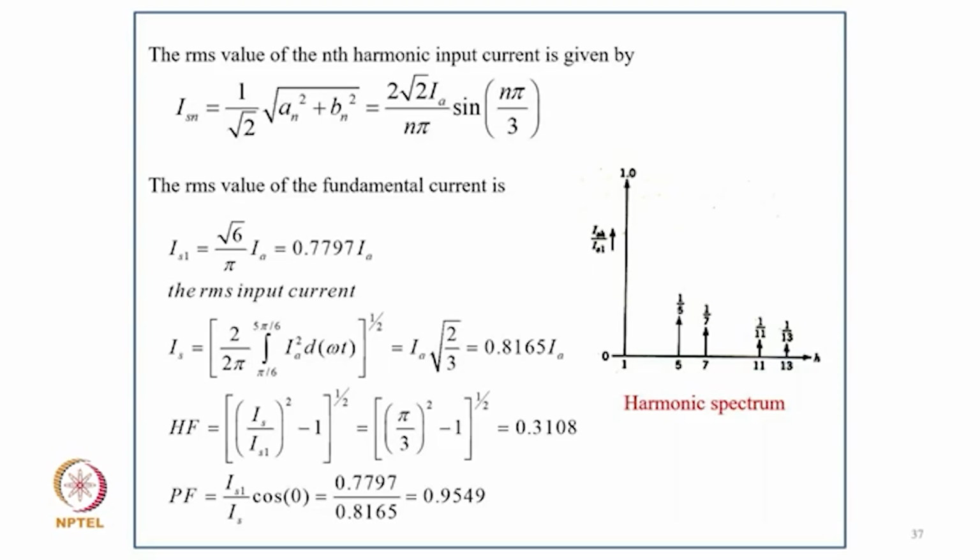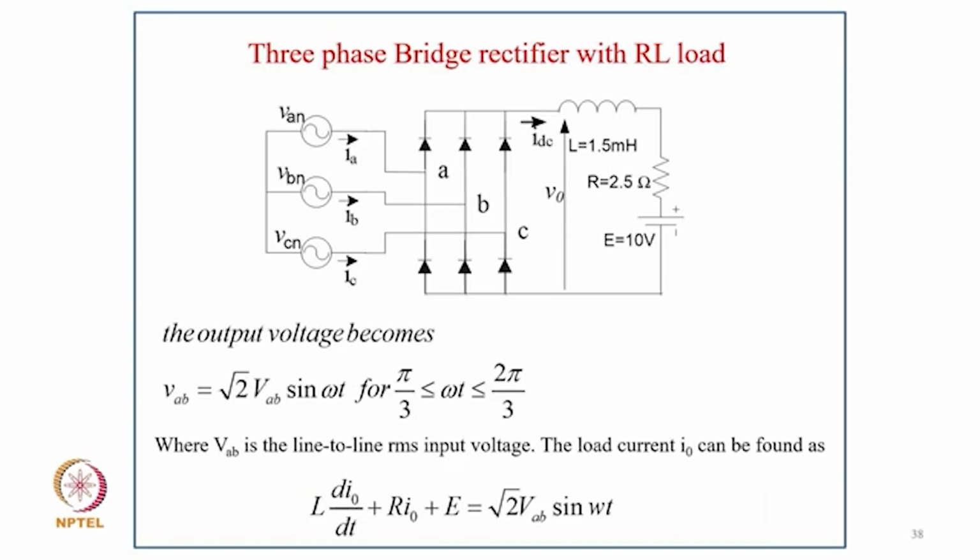The harmonic factor, or THD, equal to ((Is upon Is1) square minus 1) to square root, equal to ((pi by 3) square minus 1) to square root of that, equal to 0.3108, or THD is around 31.08%, and power factor is Is1 upon Is into cos 0, because the phase angle is 0 for diode, so this becomes 0.7798 divided by 0.8165 equal to 0.9549. So now coming to 3-phase rectifier with RL load.